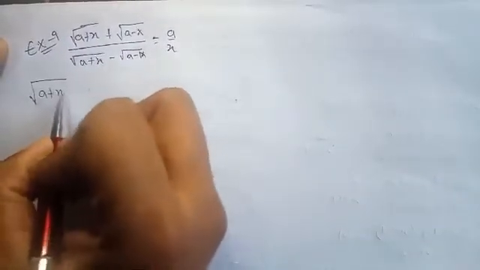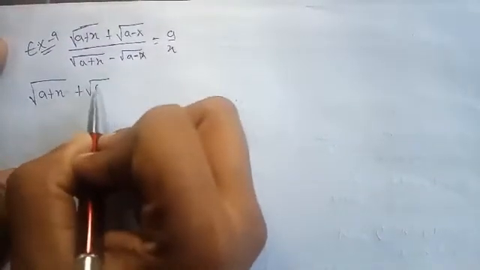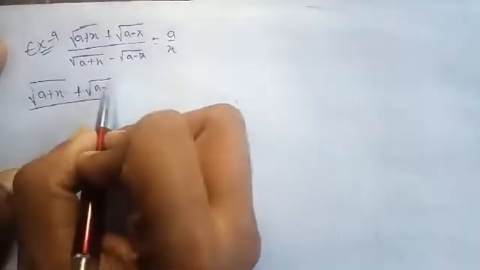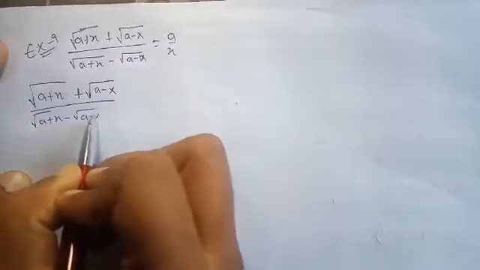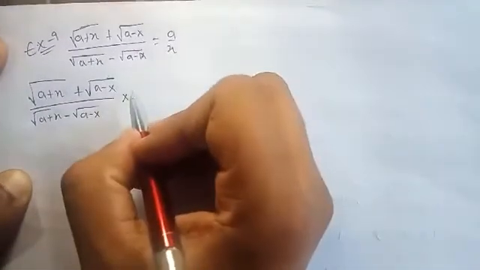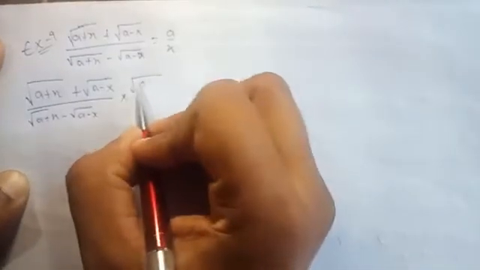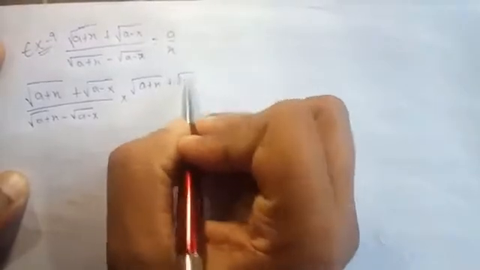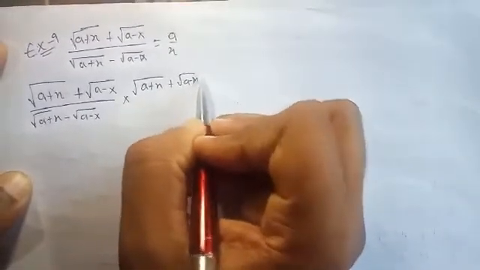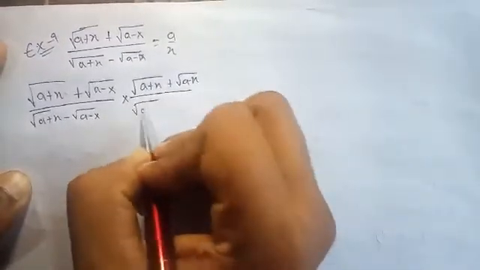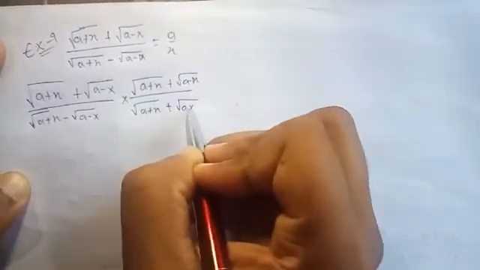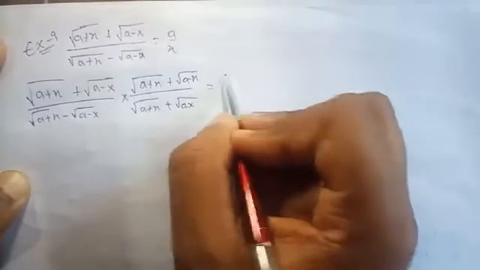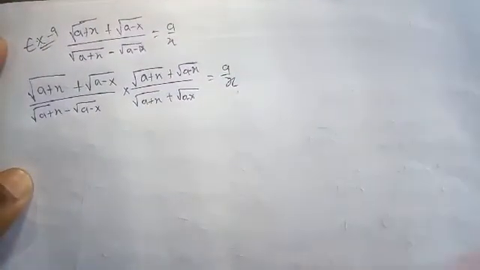A plus x plus a minus x over a plus x minus a minus x into, I'm going to rationalize according to the denominator, so a plus x plus a minus x, a plus x plus a minus x equals to a over x. So I'm not rationalizing the other side, I'm just rationalizing this side.